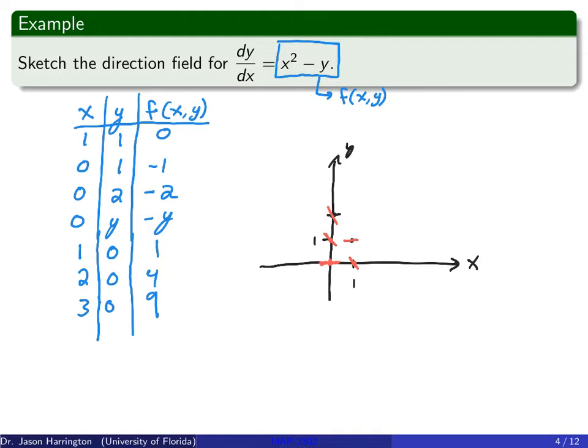At the point 2 comma 0, which is this little dot right there, the slope is going to be 4, which is twice as steep as the other one that's up here at 0 comma 2. And you can see how just making a table or picking out some points, you can fill out a direction field.